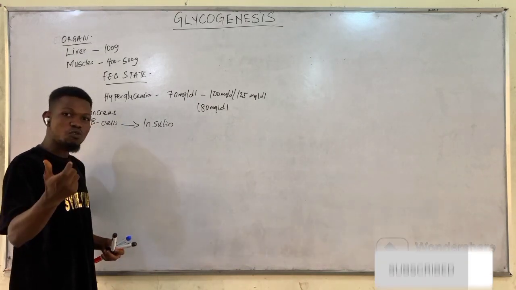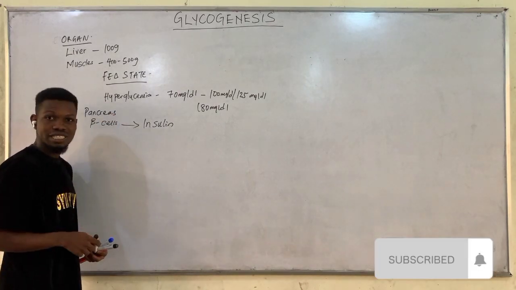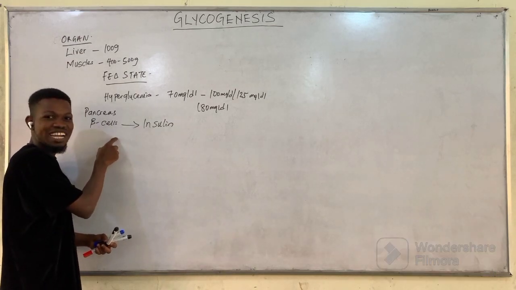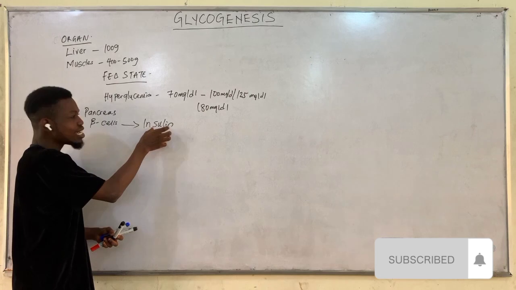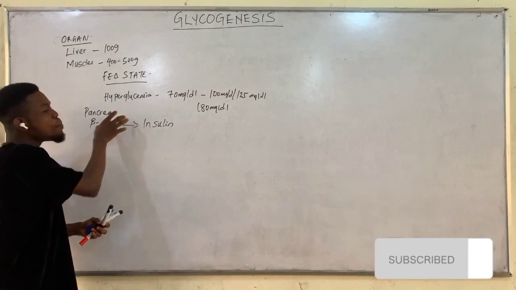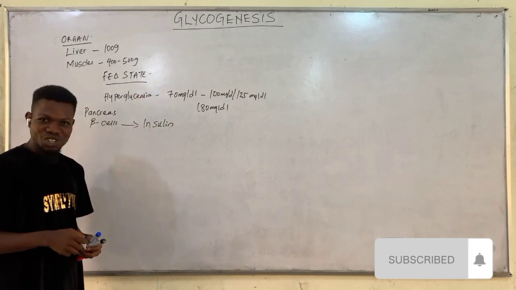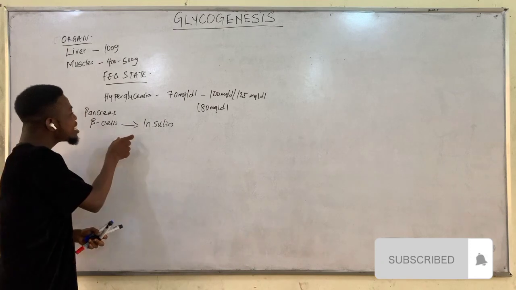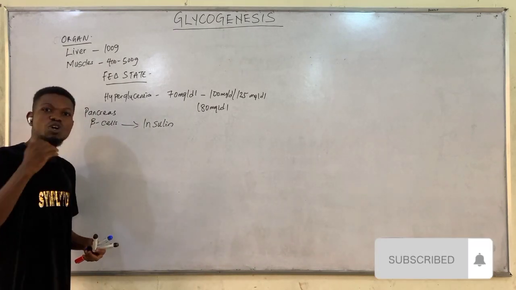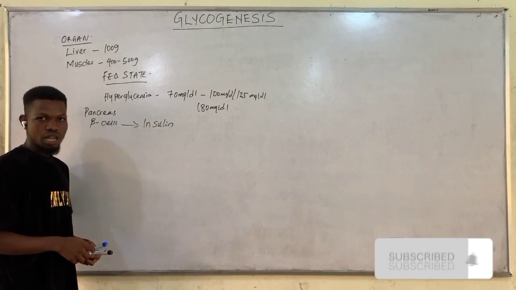And when there is a large amount of glucose in the blood, the beta cells of the pancreas need to be stimulated. The beta cells of the pancreatic islet of Langerhans secrete what? Insulin. And this insulin will regulate and cause a metabolic pathway to occur, and that's what we call glycogenesis. Do you understand that? That's why I say the period at which glycogenesis can occur is most especially when you have increased blood glucose level. Are you getting what I'm saying now?